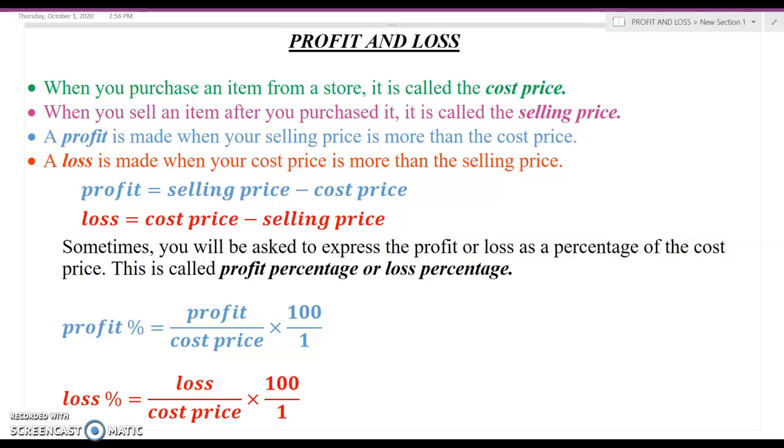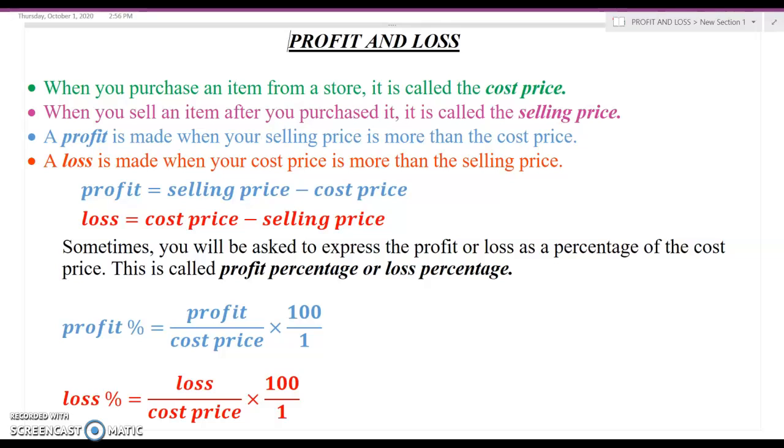So the next thing I have in purple, right underneath, the second point: when you sell an item after you purchased it, it is called the selling price. So again, if I buy a dress and I decide I want to sell this to somebody, and I sell that dress that I bought, that is now the selling price, right? And same thing if you buy a football and then you decide you want to sell it, the amount you sell it for is the selling price.